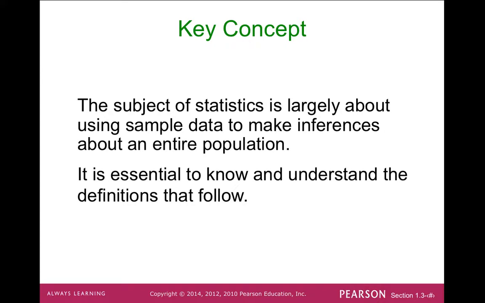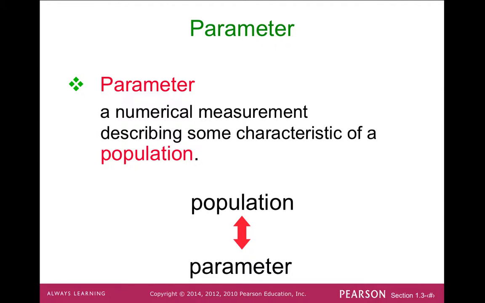So it's important that we understand all the definitions that are going to follow in the coming slides. The first one is what's known as a parameter. A parameter is a numerical measurement describing some characteristic of a population. The way I remember this is both of them start with P. Population and parameter go together. And all that a parameter is, again, is a numerical measurement that describes some characteristic of a population.